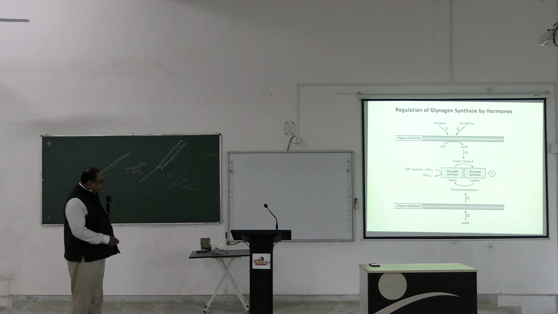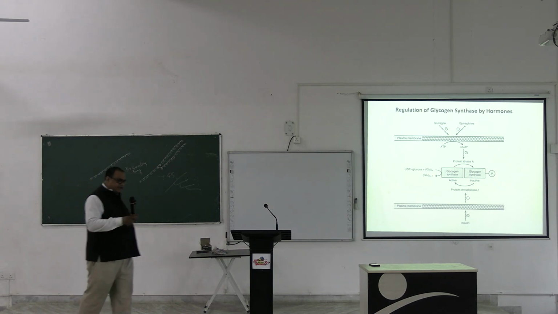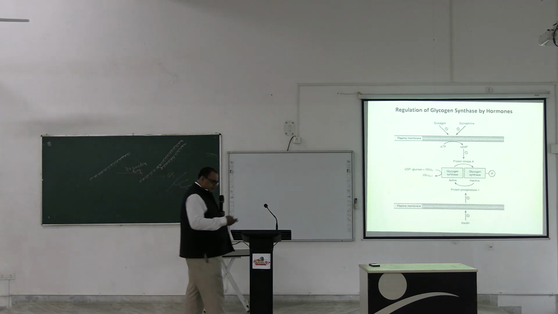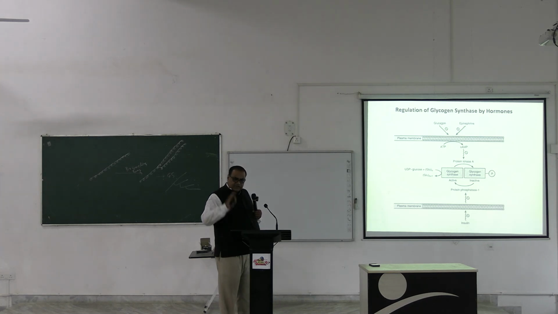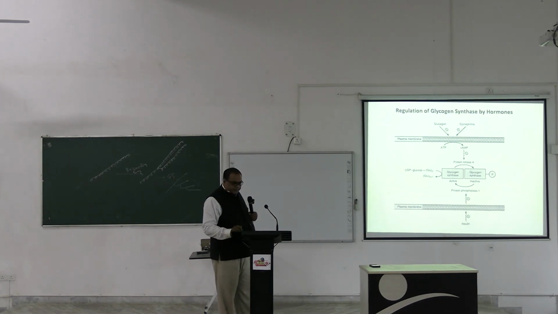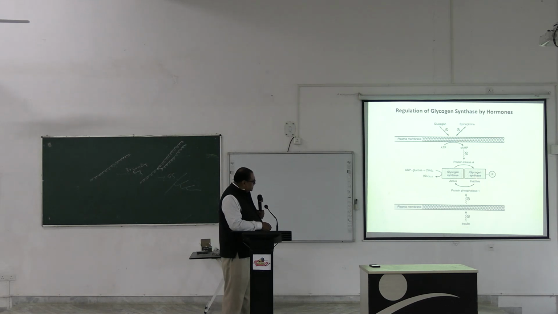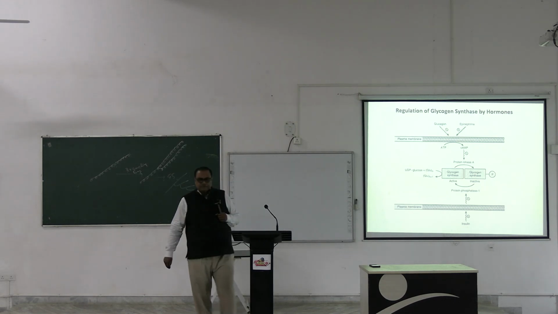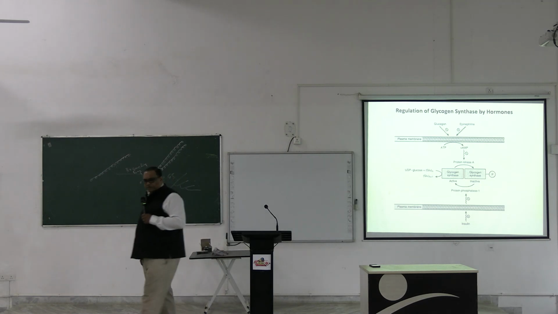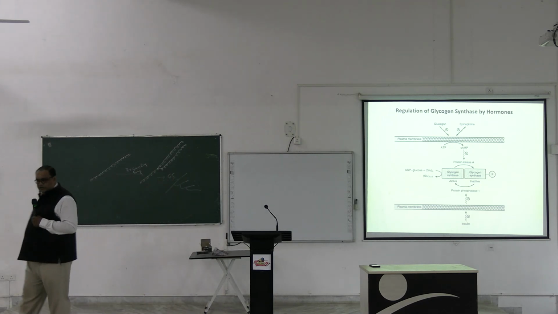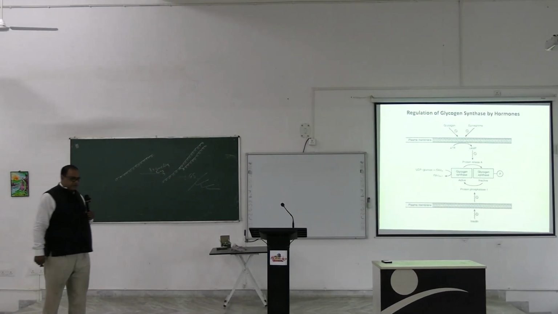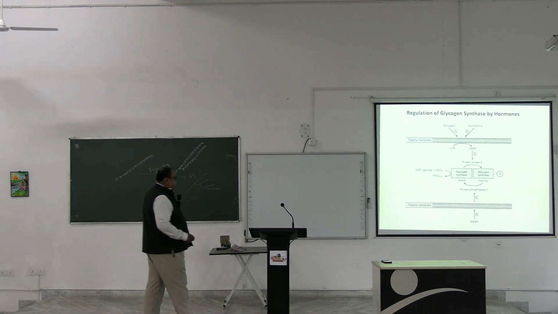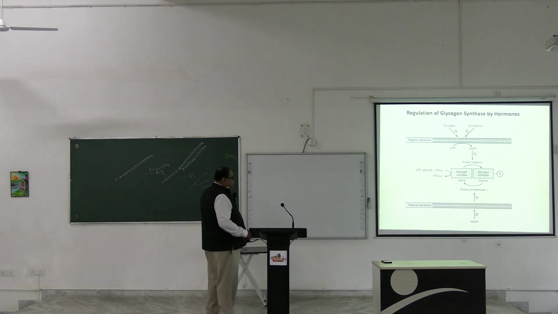CDPK then directly phosphorylates glycogen synthase. There was one more enzyme in between called phosphorylase kinase; here it directly phosphorylates glycogen synthase. So glycogen synthase is now inactivated due to phosphorylation. This is an example of covalent modification, where phosphorylation inactivates or activates certain enzymes. So UDP glucose plus glucose, this formation will stop.